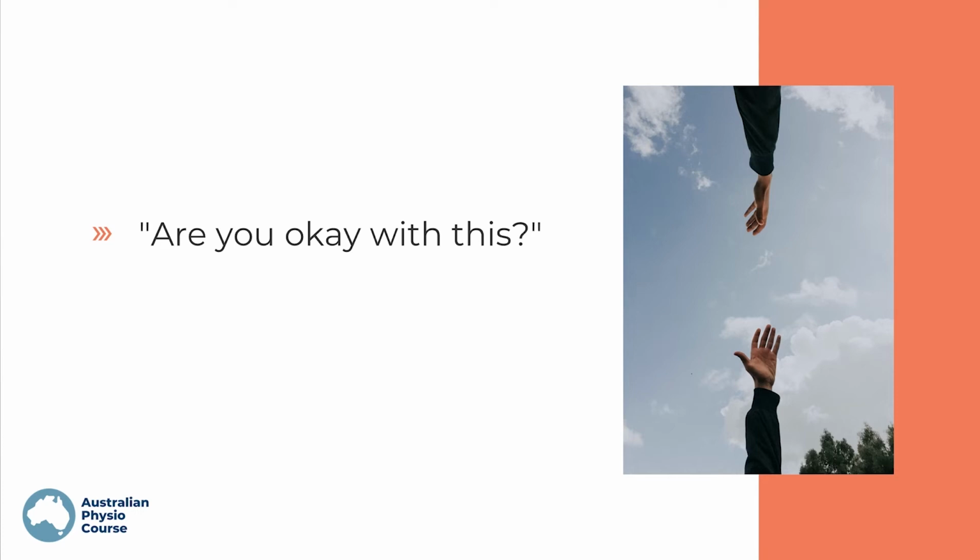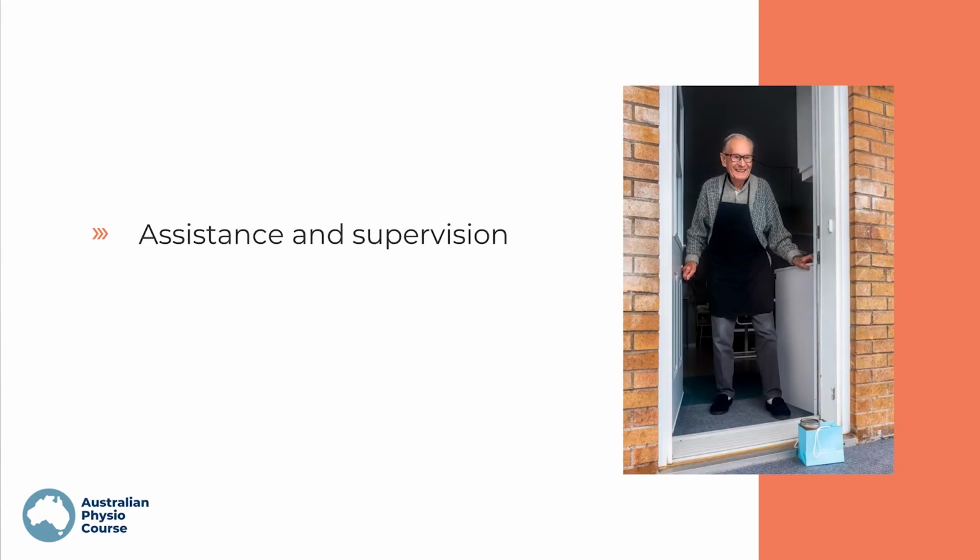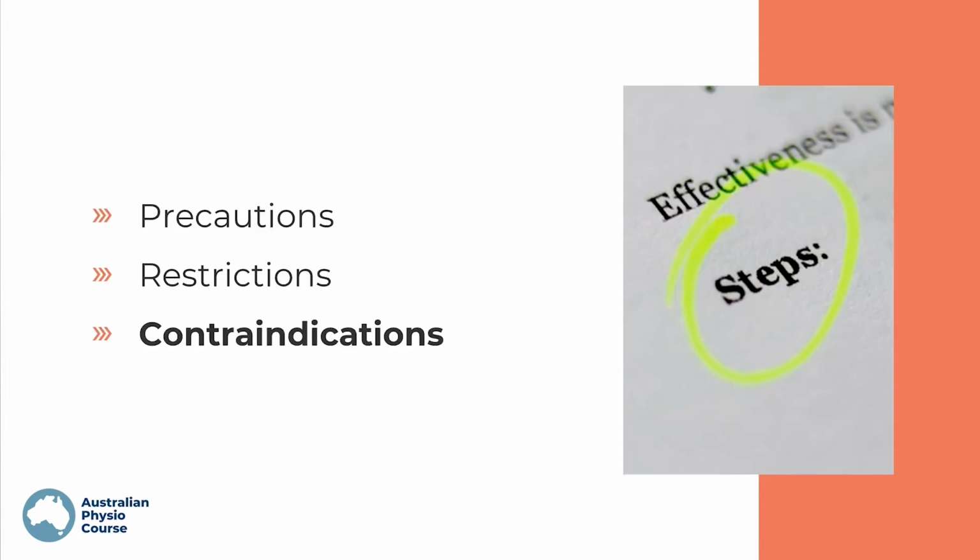Verbalize whether you need assistance and ask the examiner to help you. Give clear instructions to your assistant. Ensure maximum comfort for your patient, asking frequently about it. Check for dizziness, blood pressure, and saturation when relevant. Give the appropriate assistance or supervision according to the condition and pass allied health notes. Ensure that specific injury or surgery precautions, restrictions, and contraindications are communicated and followed.